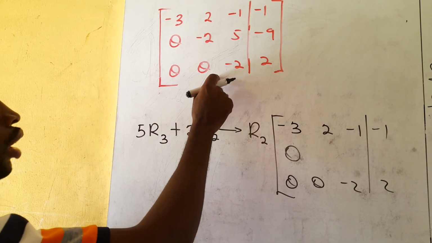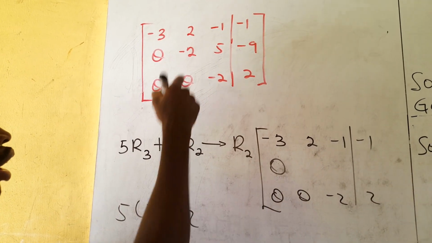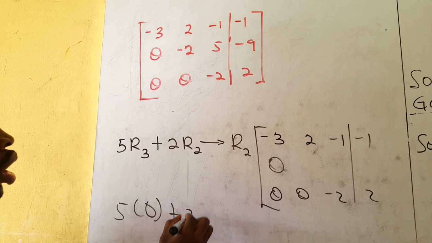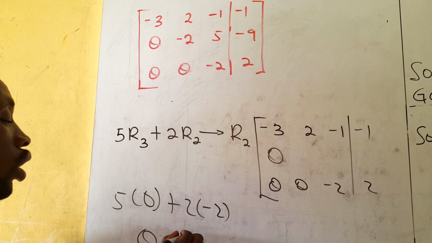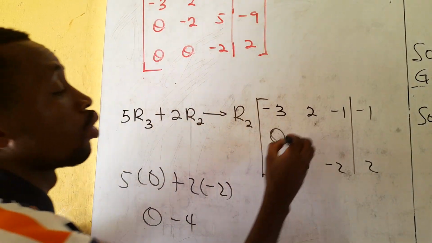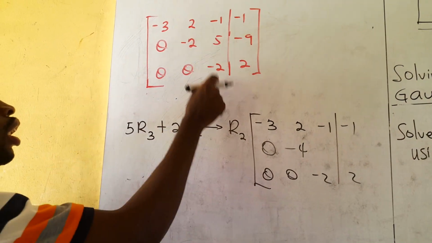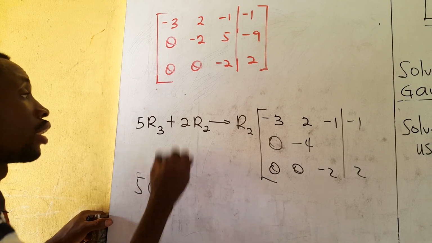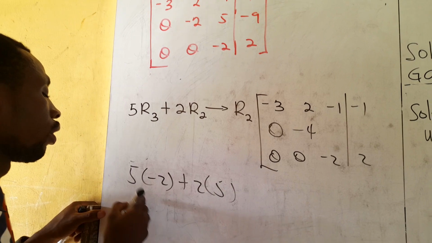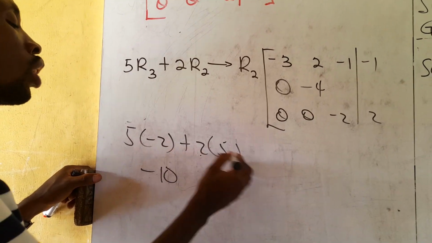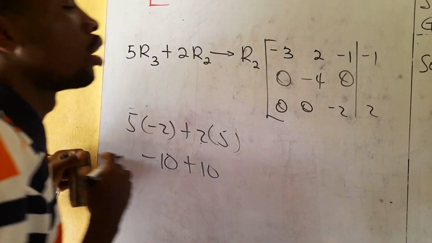Now this against that. So 5 times R3 here is 0. Plus 2 times R2 is negative 2. 5 times 0 is 0. 2 times negative 2 is negative 4. 0 minus 4 is negative 4. Interesting. The next one is this again. So 5 times R3 there, negative 2, plus 2 times 5. 5 times negative 2 is negative 10. 2 times 5 is 10. Negative 10 plus 10 is 0. So write our 0 there.